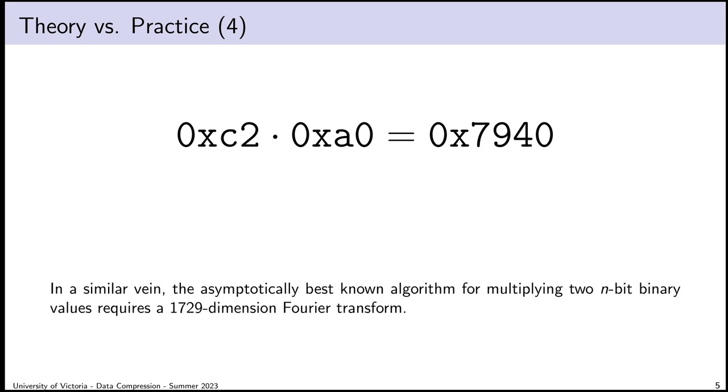You'd negate any possible advantage because it requires apparently a 1729-dimension Fourier transform. I'm especially interested in this number, which can be expressed as the sum of two cubes in two different ways. I'm not sure why that suddenly factors into this. What an odd use of that number. Fair enough. I don't think I'm going to multiply two numbers using a Fourier transform if I can avoid it.